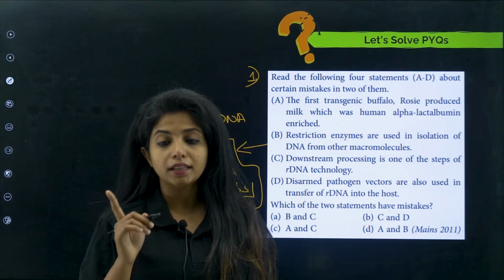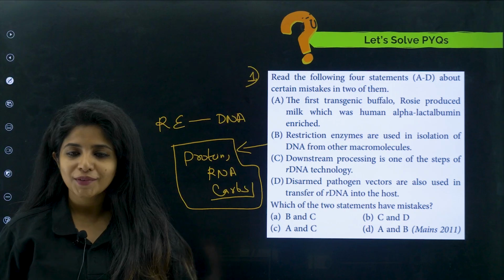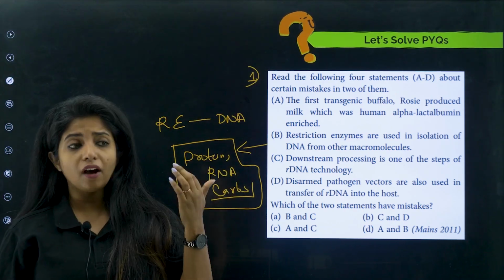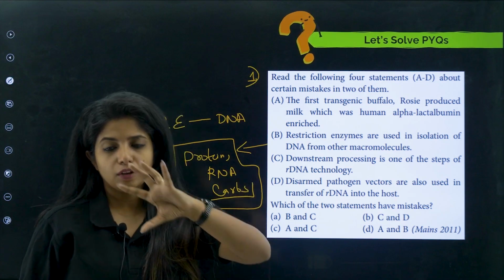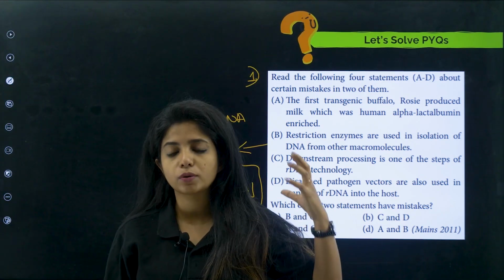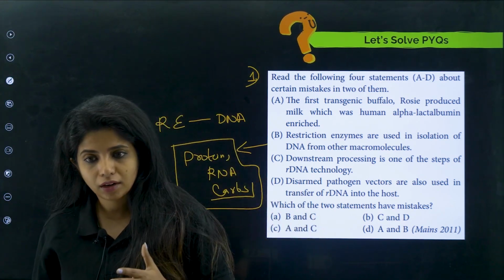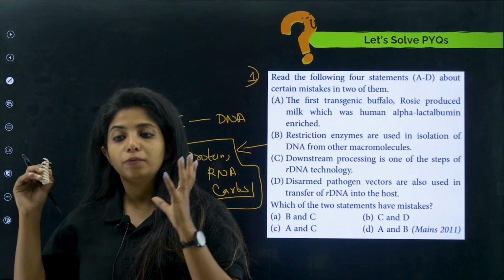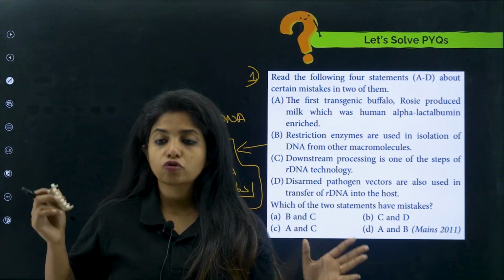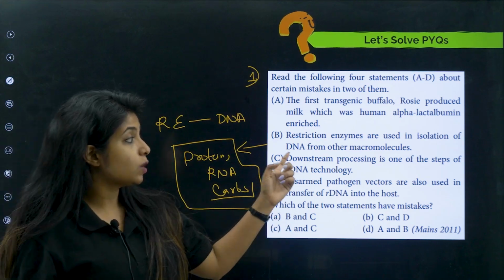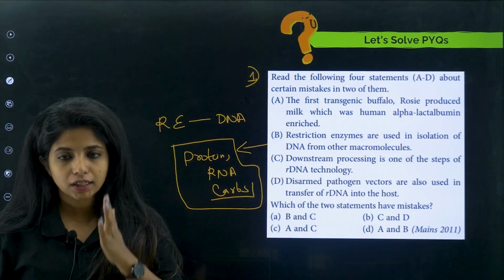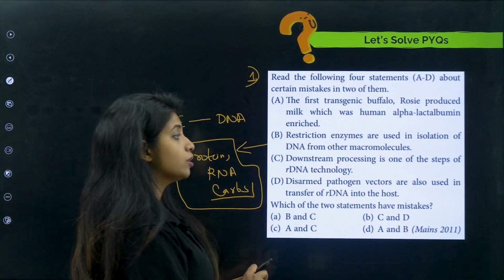Downstream processing we studied in the start of this chapter, also in the previous chapter. Downstream processing, as in when you have made something, after that you have a transgenic animal that is going to produce a protein. Now you are separating the protein out from all the other waste and everything that is being produced there. You are purifying it, you are preserving it. That is what you mean by downstream processing. And they are saying the downstream processing is one step of recombinant DNA technology, that is genetic engineering. Is that one step of recombinant DNA technology? You have to tell me.